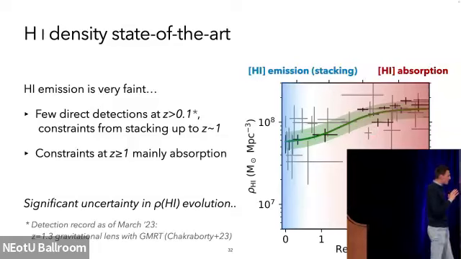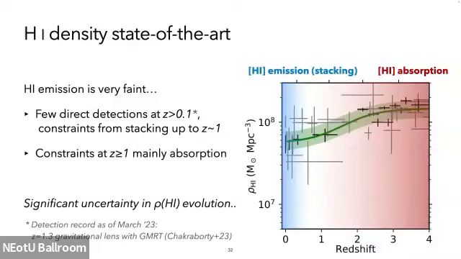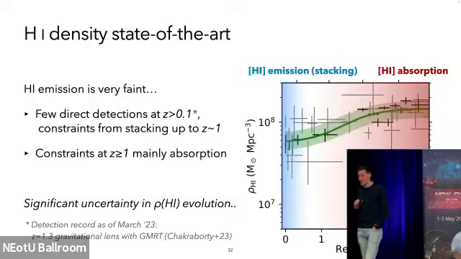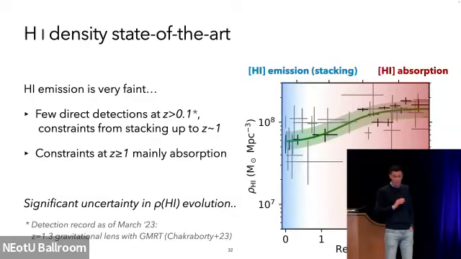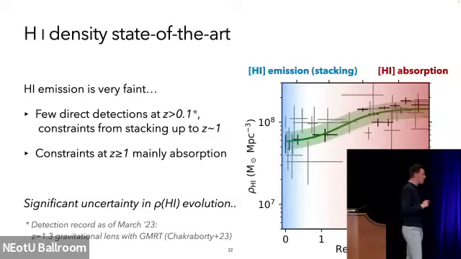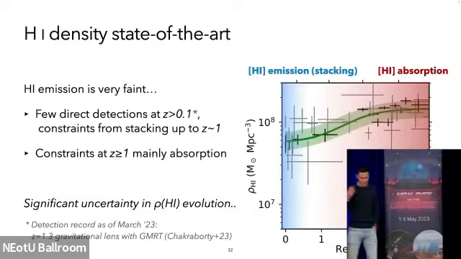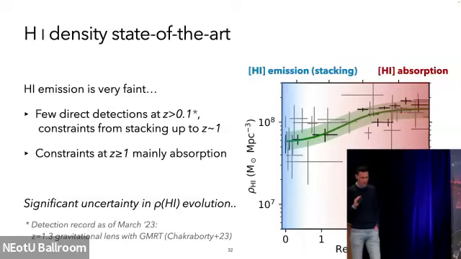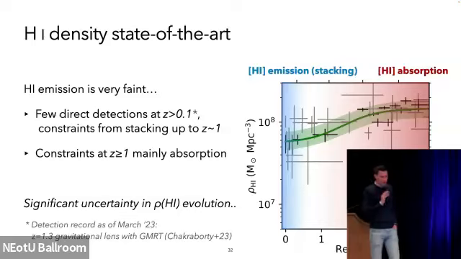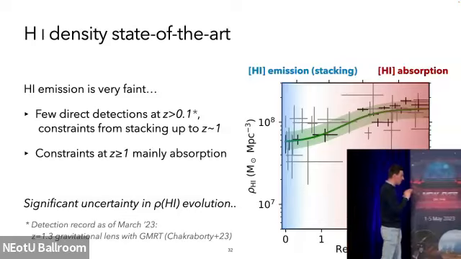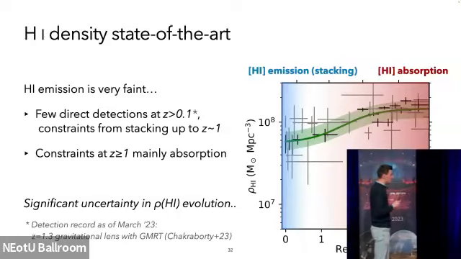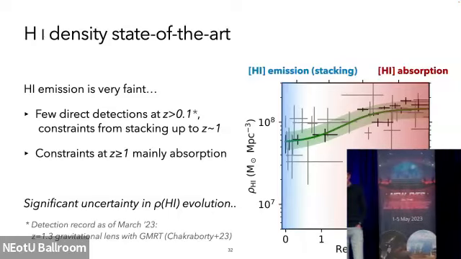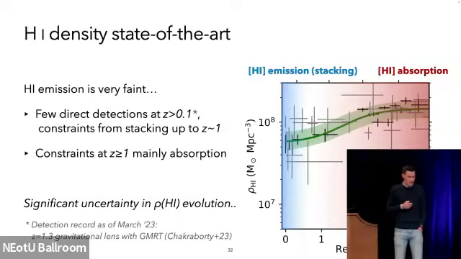Now, if we look at this H1 plot that I showed you in the beginning in a bit more detail, one thing to appreciate is that this is a very difficult measurement to make because the H1 emission is very faint. And in fact, there are only very few direct H1 detections beyond the redshift of 0.1 or so, with the previous record holder around redshift 0.4, and as of a few months ago, we have a lens detection at redshift 1.3. But really, beyond the redshift of 1, most of these constraints actually come from H1 in absorption, and that means that for this evolution that we're tracing here, there are still significant uncertainties that need to be addressed.